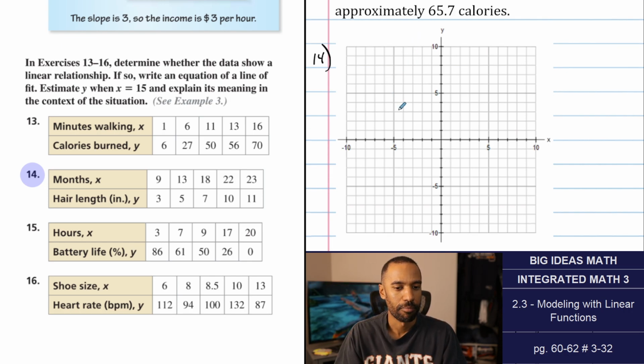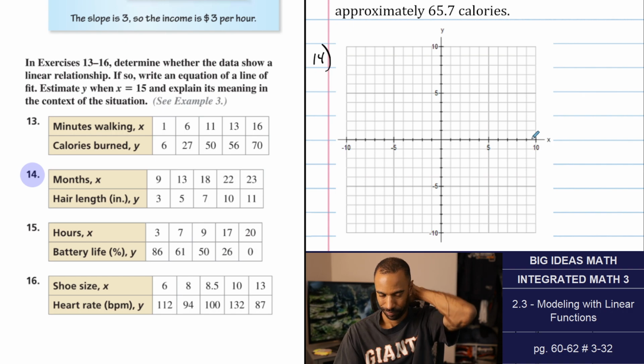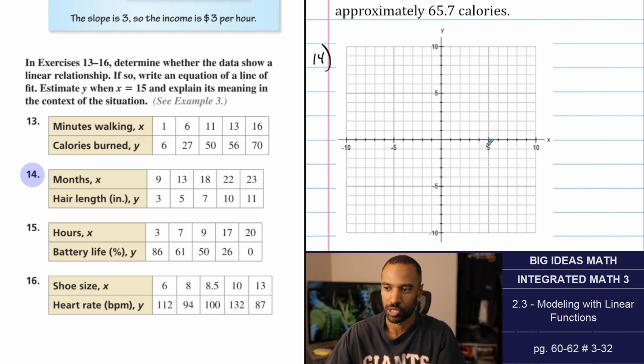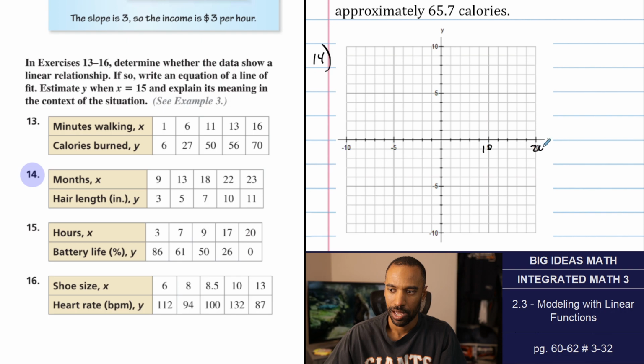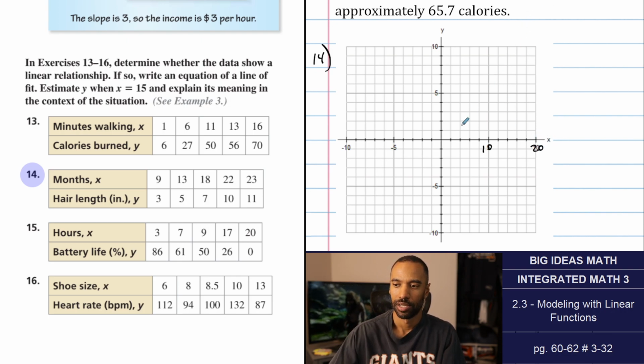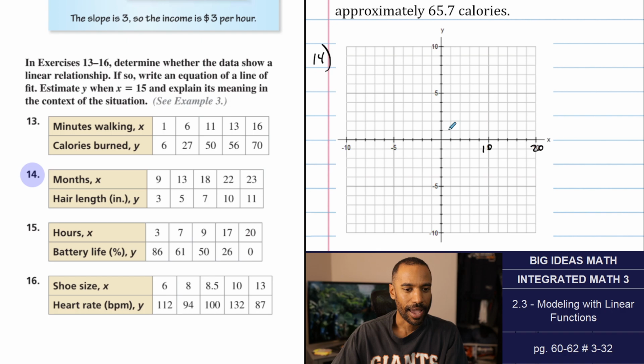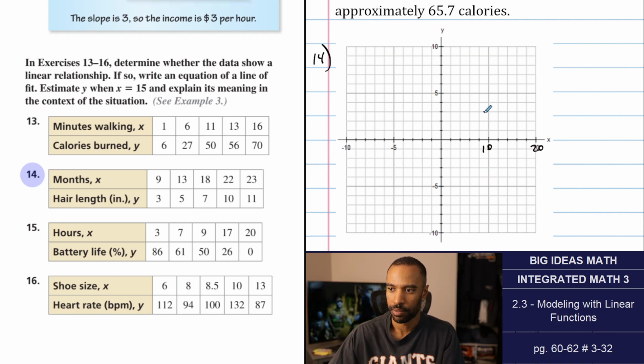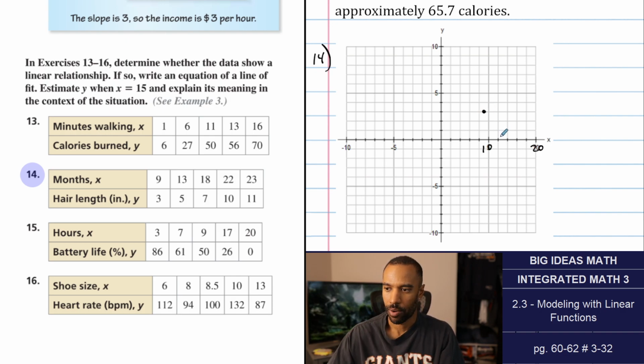All right, number of months goes to 23. Should I go by threes? Hair length. All right, I'm going to go by ones here. I think that's fine. I'm just going to go by twos here. 23 goes a little bit off, but I'll do my best in my approximation. So 9 for X, 3 for Y. So 9 is here, and then 1, 2, 3. 13, oh, a couple of these will go off. 12, 13, comma 5.